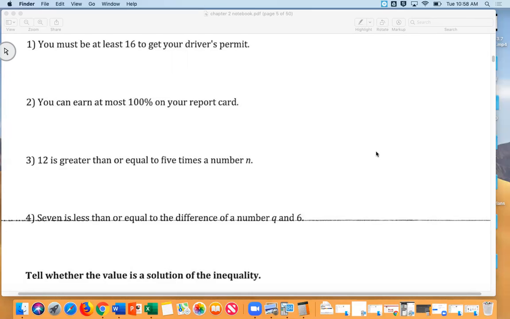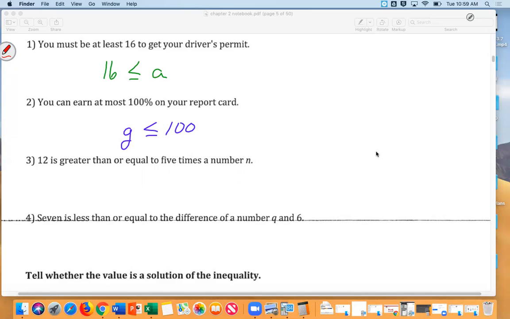All right, so it says you must be at least 16 to get your driver's permit. At least means you have to be greater than or equal to that. So notice 16 is less than or equal to A, and A stands for your age. You could have also written it in the reverse, but I'm not going to go into that. You earned at most 100% on your report card, so your grade must be less than or equal to 100%. And notice these things are kind of intuitive. They make sense to you.